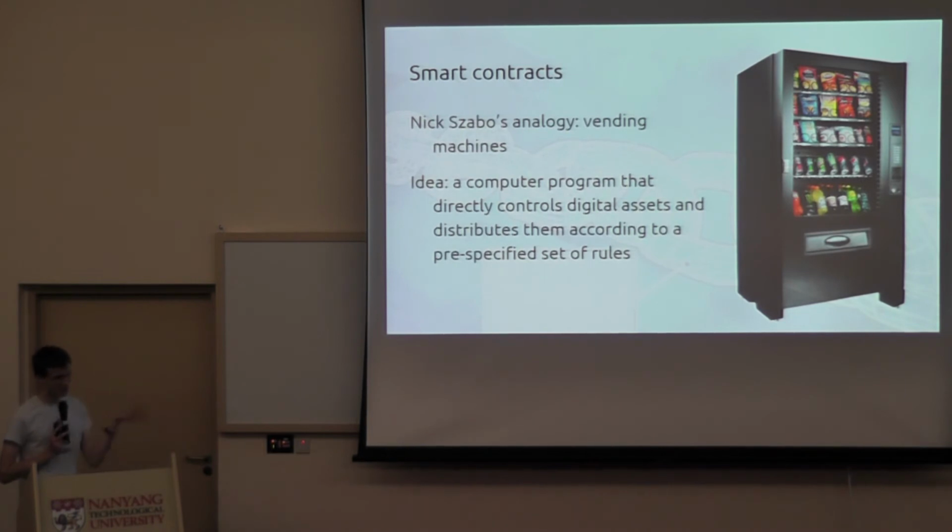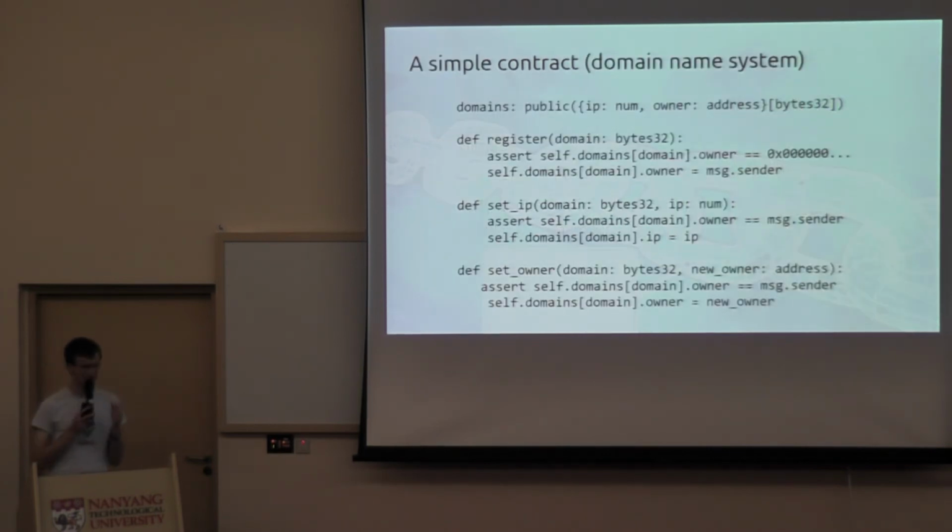So a computer program that directly controls digital assets and distributes them according to a pre-specified set of rules. That is a narrow sense smart contract. So let's start off by going a bit into the process. Once again, everyone is bored of cryptocurrency, so we'll take another simple example, which is, let's say we want to use Ethereum to make a decentralized domain name system. So instead of registering some website.com or some website.org, you would register some website.eth, and this registration would go on the blockchain, and any user that downloads a specialized plugin would be able to access these .eth websites.